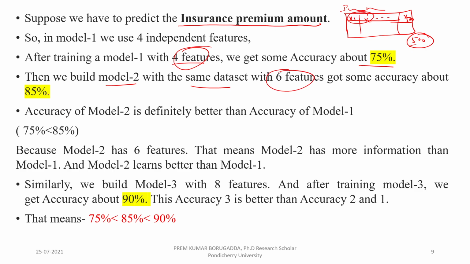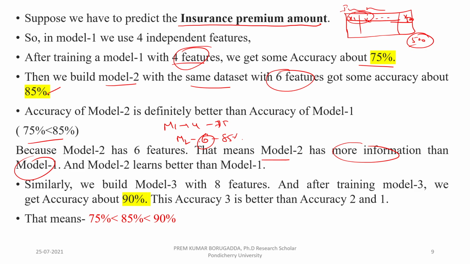So I got the accuracy of 85, which means accuracy was increased from 75 to 85. So model 2 has more information compared to model 1. Model 1 was trained with 4 features and got 75% accuracy, and model 2 has been trained with 6 features and got 85% accuracy, which means more information is required to improve the accuracy.